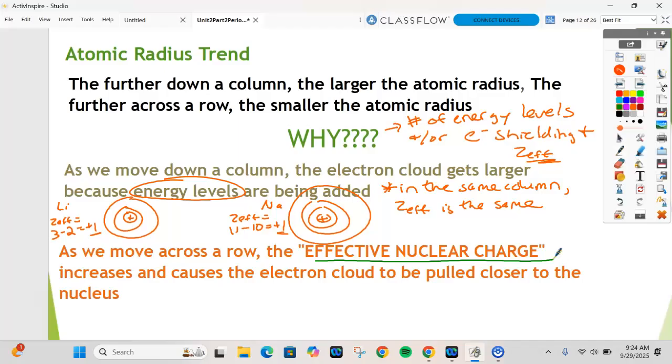And remember that when the charge is stronger, the electrons are more attracted. So if we have, let's do lithium again. If we have lithium, okay, it has its +3 in its nucleus, and then it has its 2 levels. If we compare that to fluorine, it's going to have +9 in its nucleus, and it's still going to have 2 energy levels. So in the same row, the number of energy levels is the same.